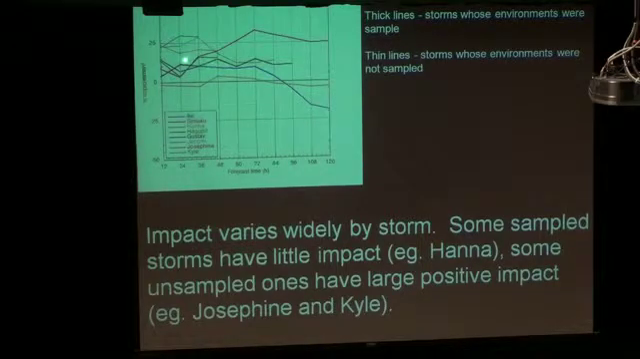These are the storms that we sampled, and the lines that are thin are the storms that we did not sample. You can see here that we have Kyle and Josephine, thin lines, and we got almost 25% improvement, maybe a little bit more. Very large improvements. Those are some of the largest improvements, even though we never flew anywhere near those storms.